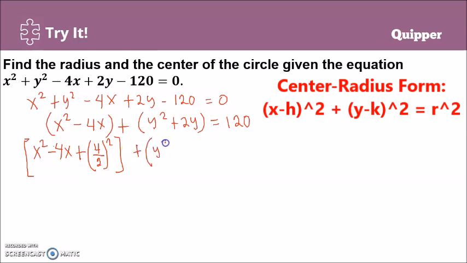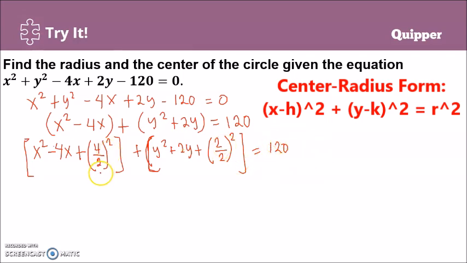Plus, ito naman, y squared plus 2y plus, you take the numerical coefficient of y, that is 2, and you always divide that by 2 and always raise it to 2. Okay? So, that would be the PST for the y. Perfect square trinomial na ito for the y. Equals 120. And whatever you add here, ito sa x, and whatever you add in the y, you must also add it sa right side ng equation.